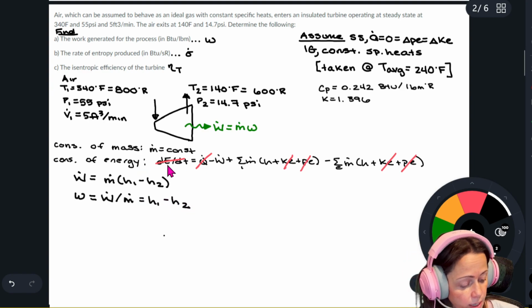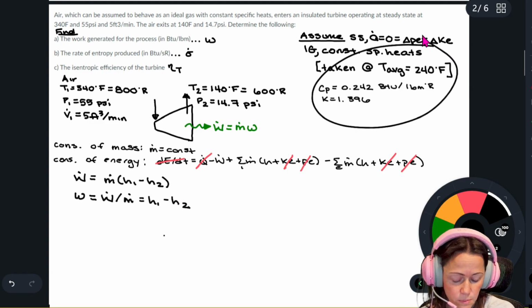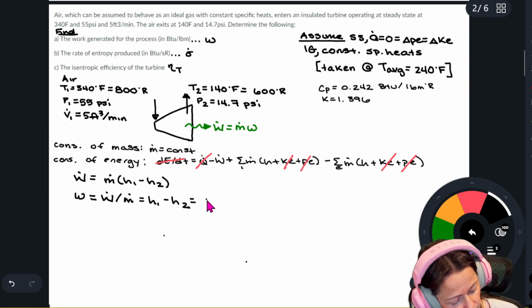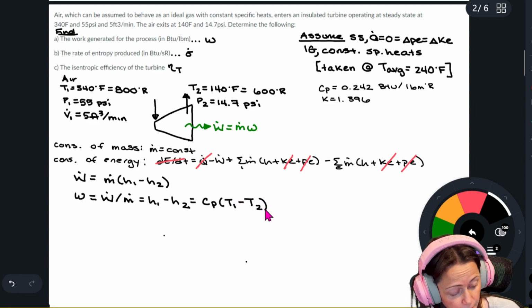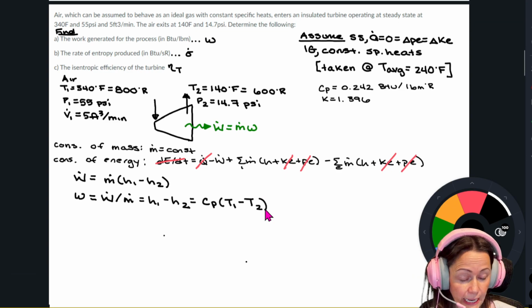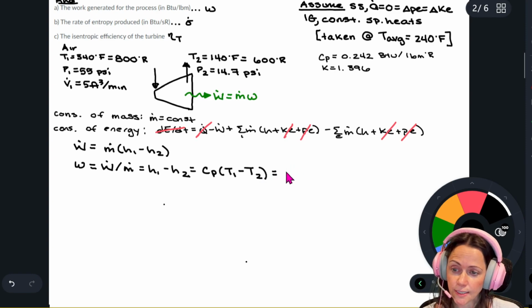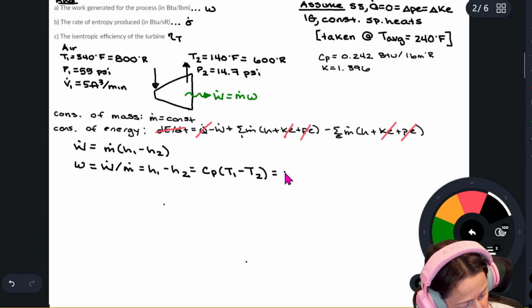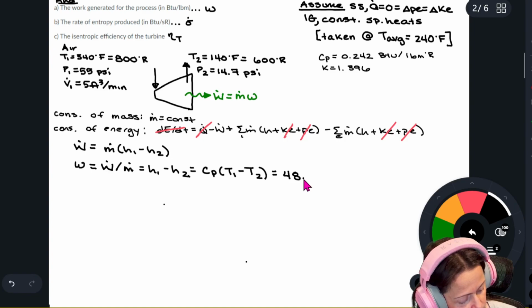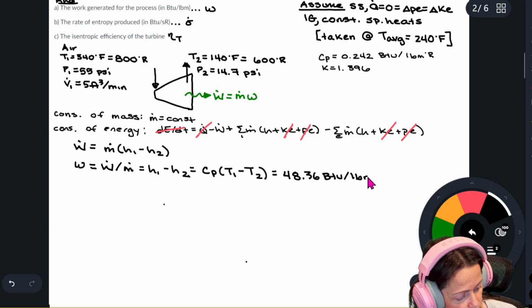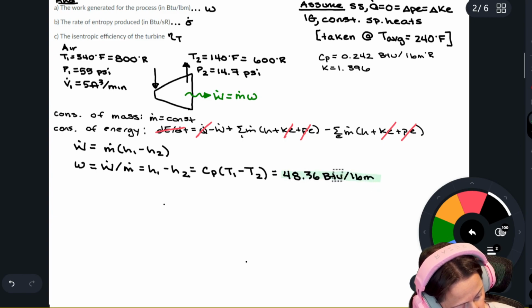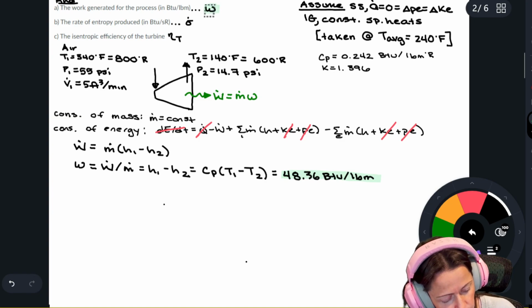And then, of course, because I know I've got an ideal gas with constant specific heats, I'm going to put that delta h in terms of Cp delta T, T1 minus T2. And I have T1, I have T2, I have the Cp now, and so it should be just a matter of plugging things in. I end up getting a little w of 48.36 BTU per pound mass. Perfect. All right. So that's that guy.